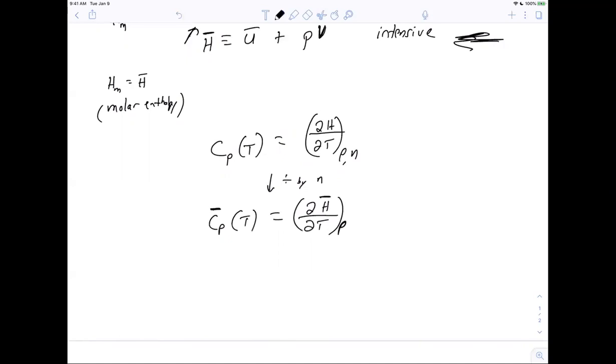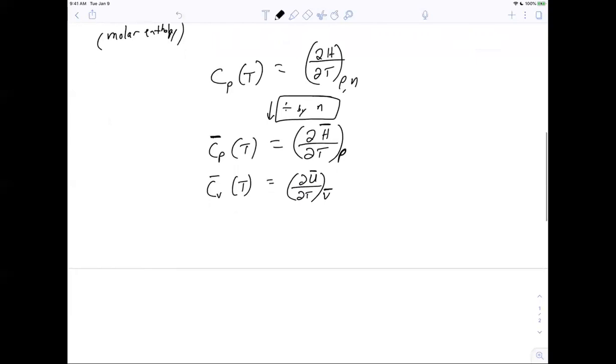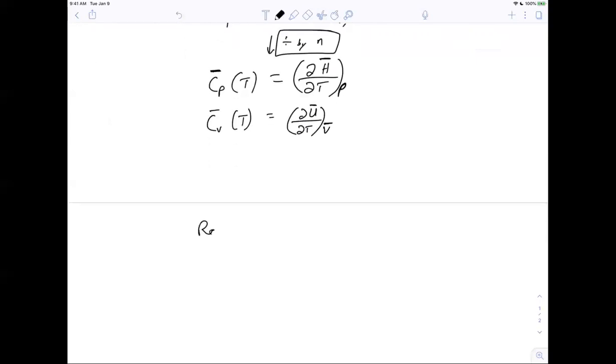Okay, and we can write the same thing for Cv in molar form, which is the partial of U, which is molar now, with respect to T at constant V. But of course, this has to be V bar now. Okay, and so all we did here was divide by N to get these intensive properties. Any questions? Okay, great.